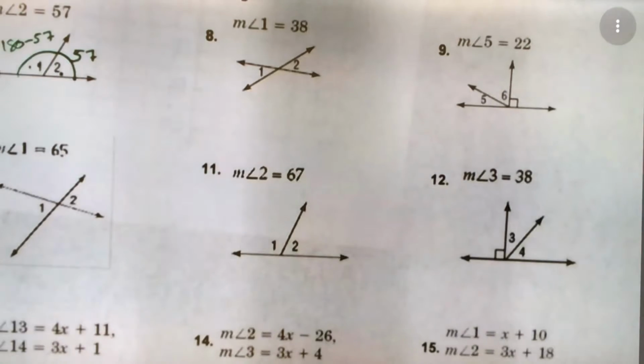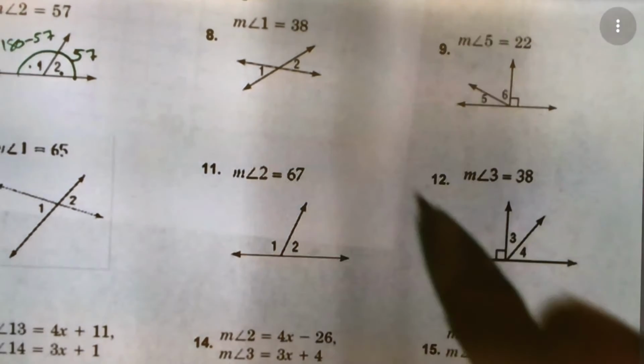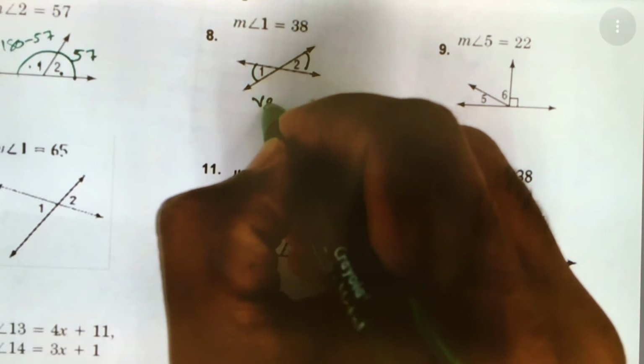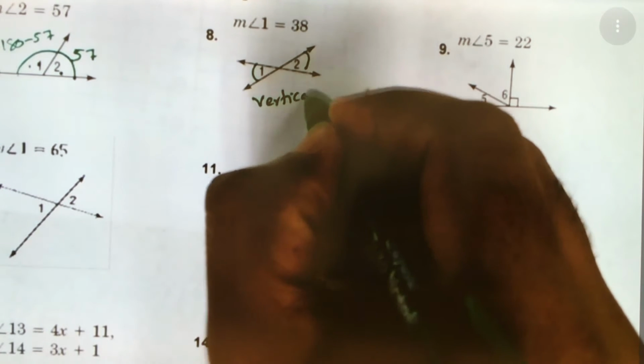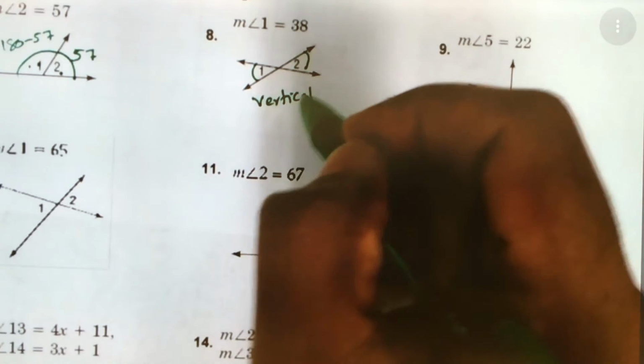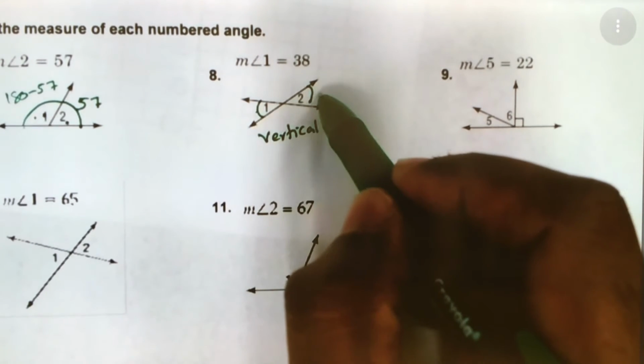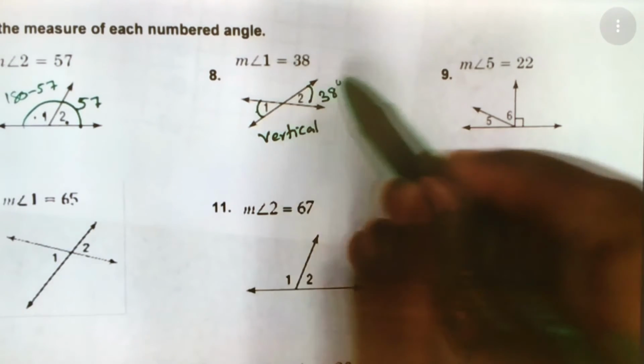So you will get 123. The second one, angle 1 and angle 2 are vertical angles. So vertical angles are congruent. So angle 1 is 38. That means angle 2 is also 38 degrees.